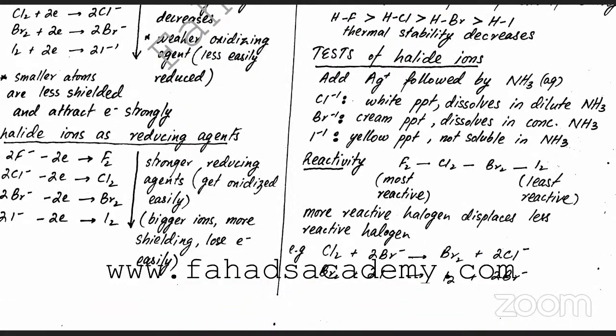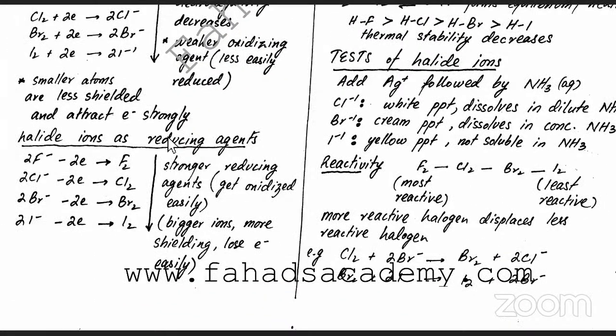You've got F-1, Cl-1, Br-1, and I-1. The bigger the ion, the easier it is for it to lose electrons. So I-1 loses electrons very easily. It gets oxidized very easily. It forms iodine. I-1 is a very good reducing agent. It's a very powerful reducing agent.